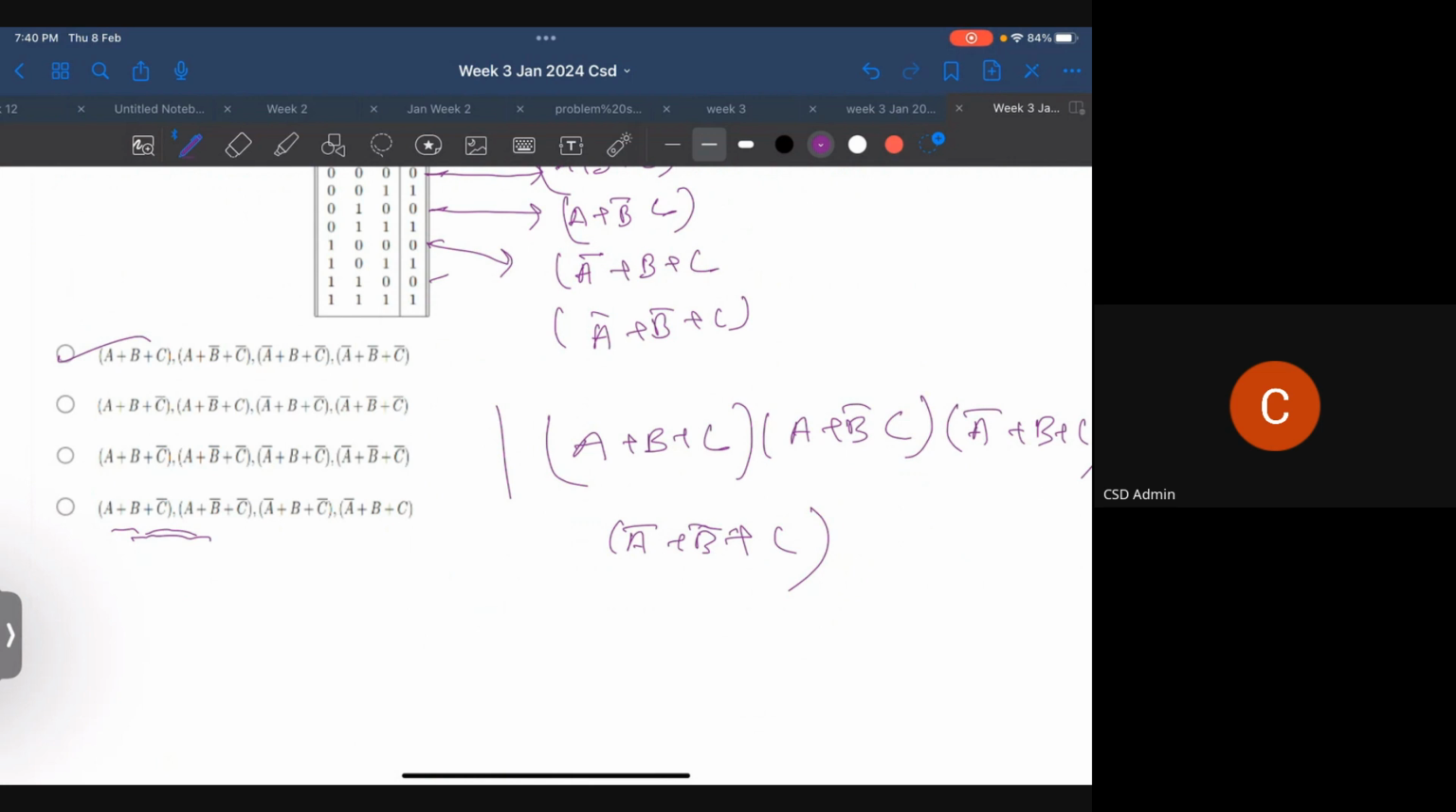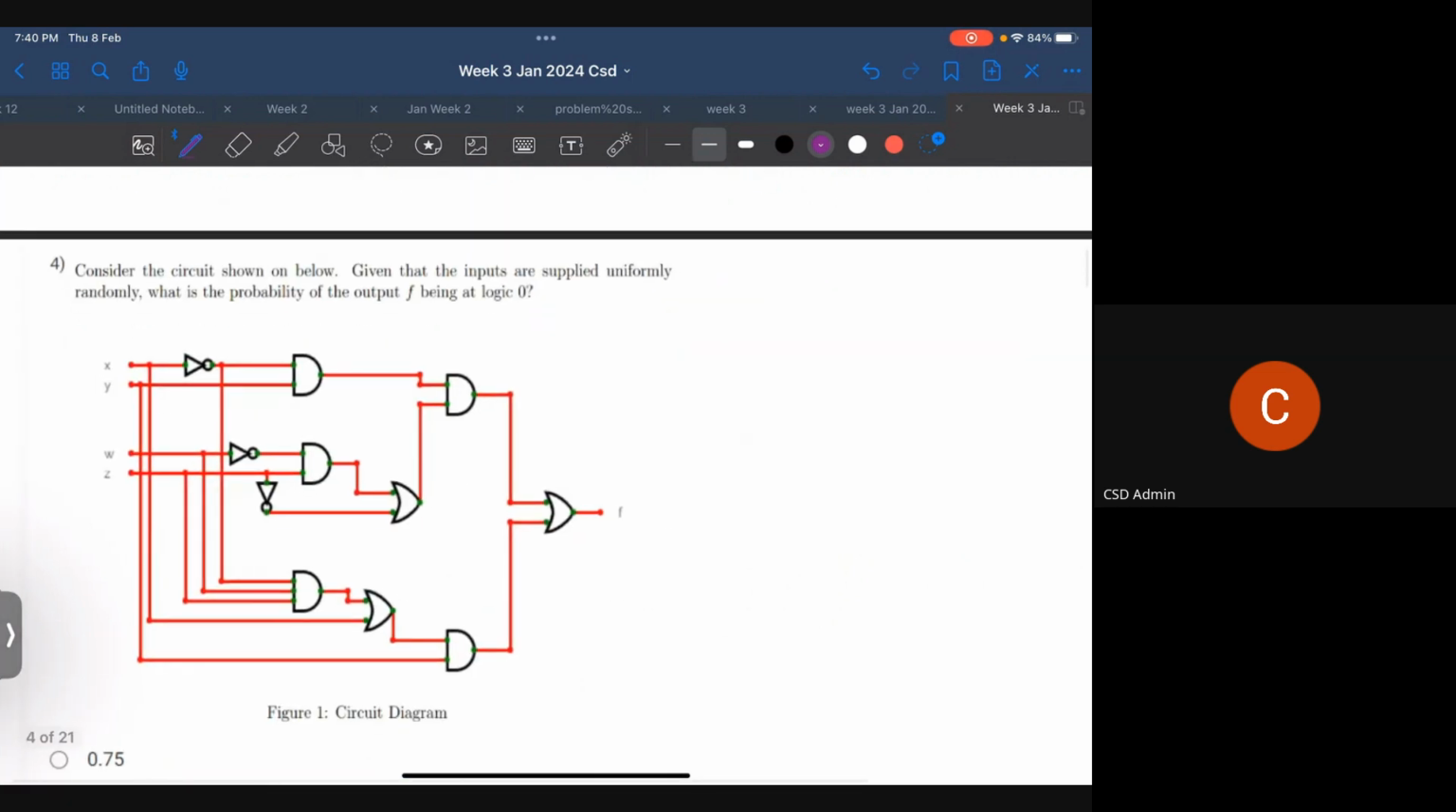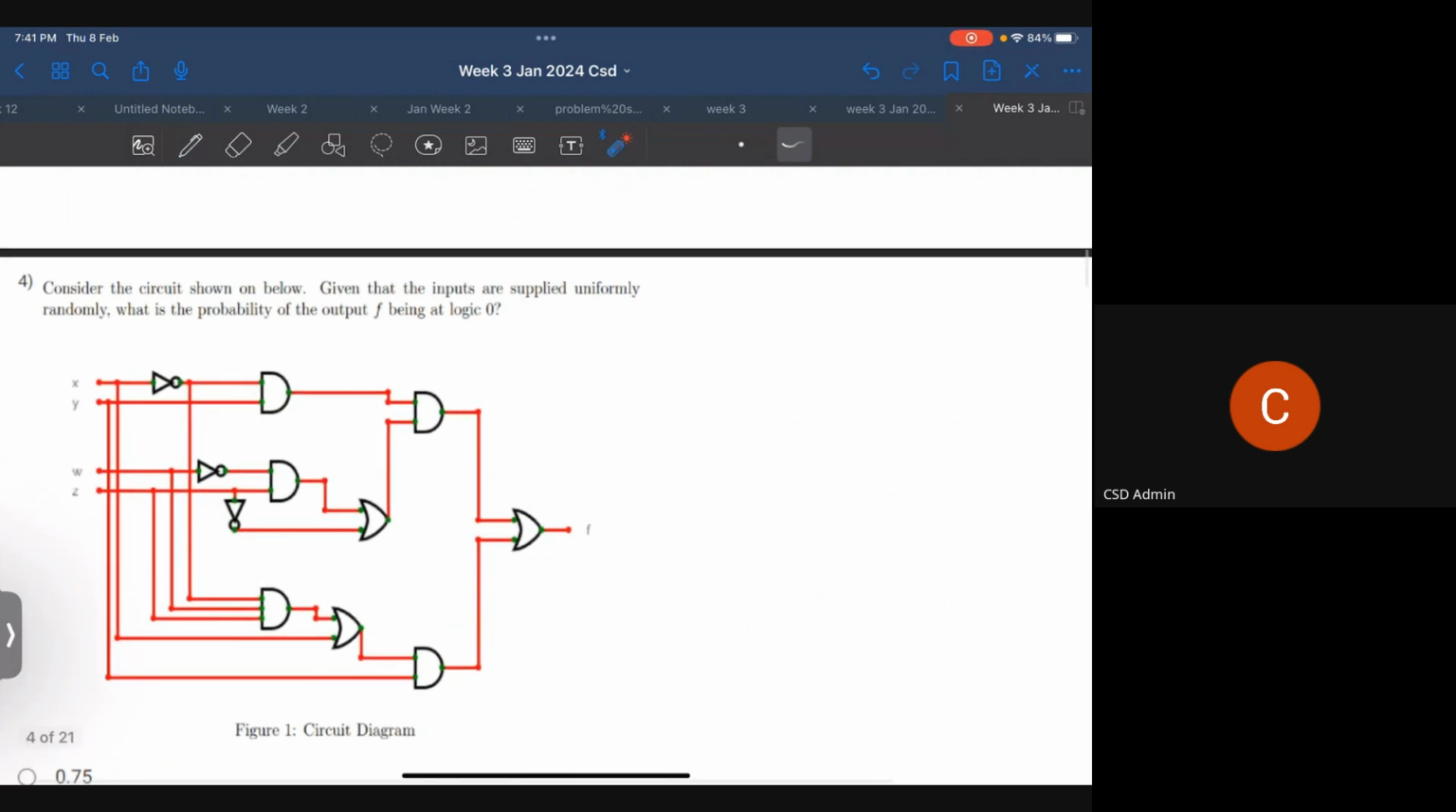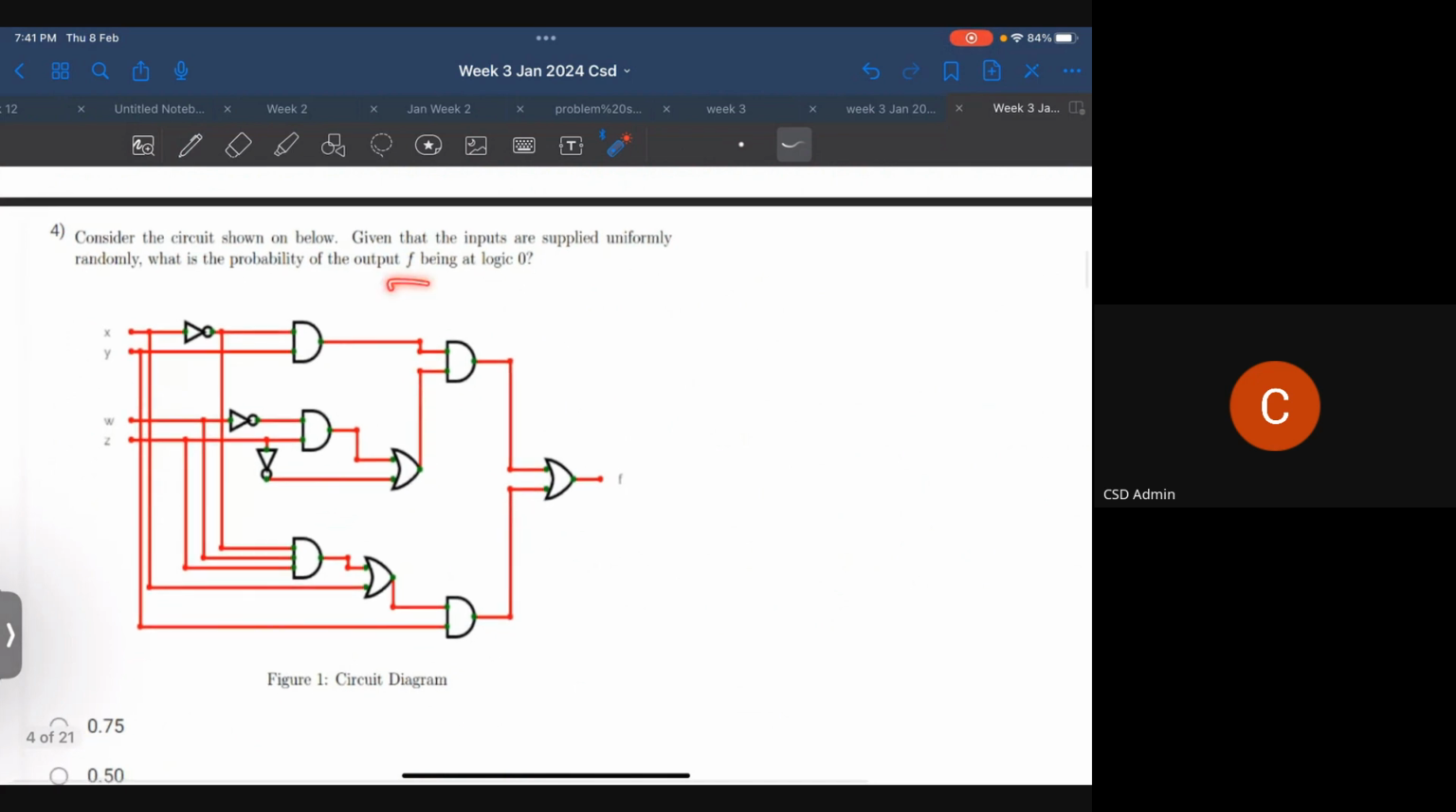Right. So now consider the circuit shown below. Given that the inputs are supplied uniformly randomly, what is the probability of the output being at logic 0? So you have to find the probability of the output being at logic 0.